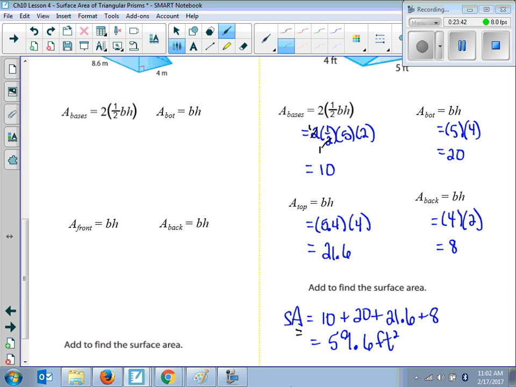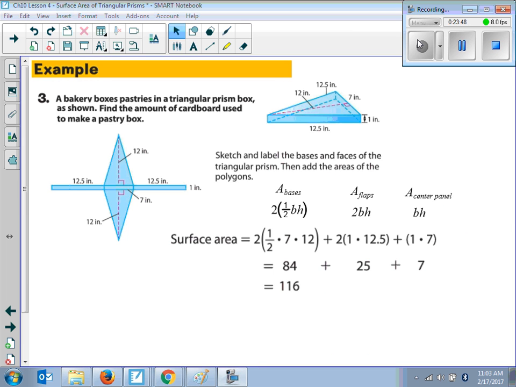All right, so a bakery boxes pastries in a triangular prism box, as shown over here. Find the amount of the cardboard used to make the pastry box.